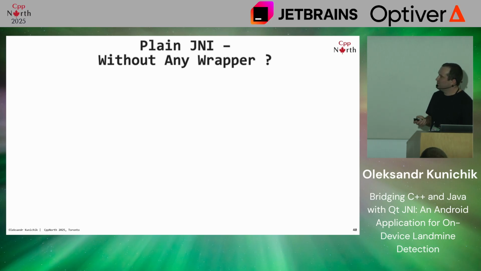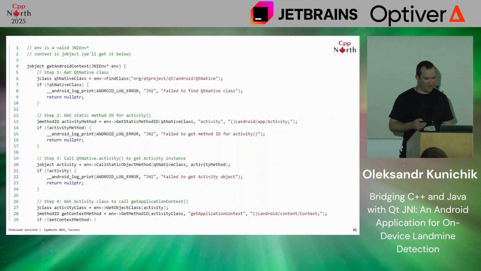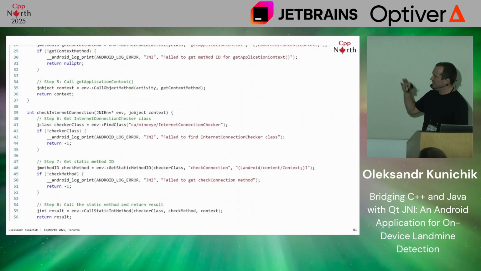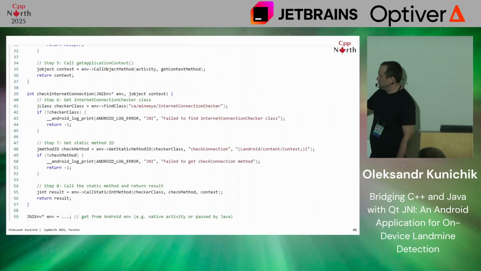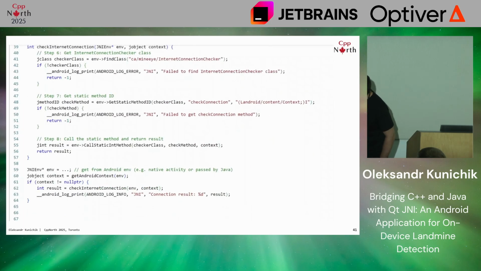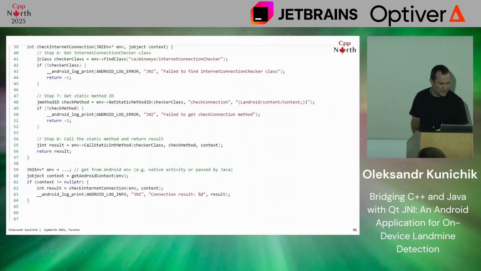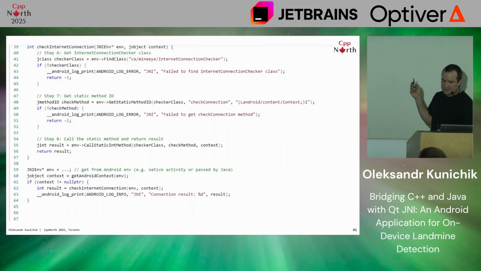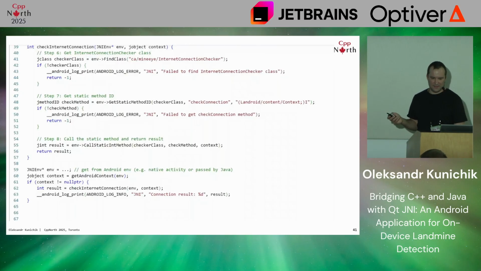But what about without Qt, with raw JNI? I told you that I'll show it to you. So here's 60 lines of boilerplate. Let me scroll it. It does pretty much the same as what we did before, just to call the same internet connection checker. But there is a lot of stuff: you find class, get method ID, handle errors, manage references. So that's why we are using our wrappers.